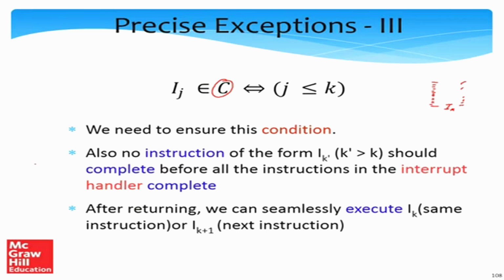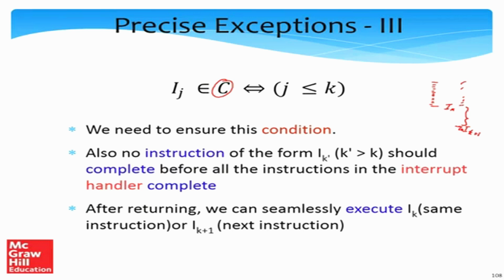In addition, we need to ensure one more condition, that no instruction of the form IK dash, where K dash is greater than k, should complete before all the instructions in the interrupt handler complete. If you consider IK and IK plus 1, between them all the instructions in the interrupt handler have to complete. They have to completely finish, and only then will we start executing instruction IK plus 1. Then after returning, we can seamlessly execute IK, either the same instruction in some cases, especially when the execution of IK was not correct and it is required to execute it once again, or we execute IK plus 1, which is the next instruction.